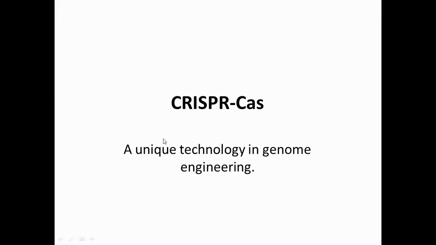In this video, we are going to discuss a very important technique in molecular biology, that is the CRISPR-Cas mechanism. The CRISPR-Cas mechanism is generally referred to as the immunity mechanism in prokaryotic cells, as it is helpful for the prokaryotic cells to fight against their pathogens. So let's start our discussion with this technique.